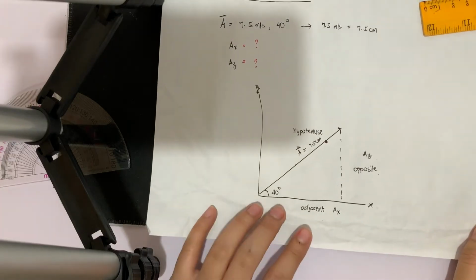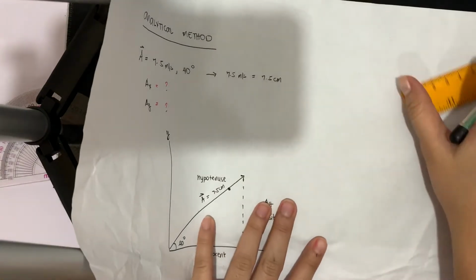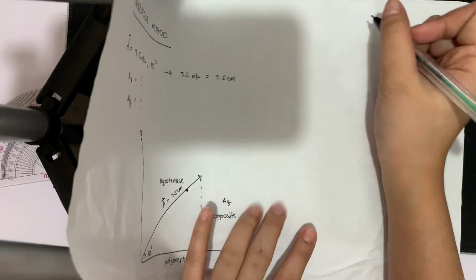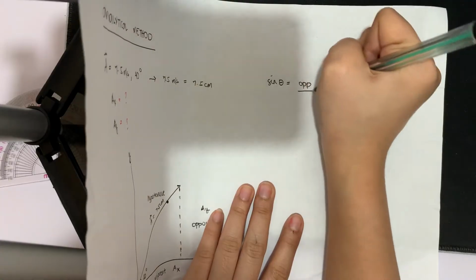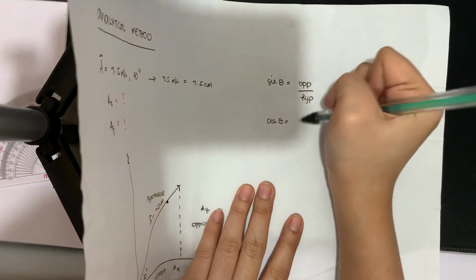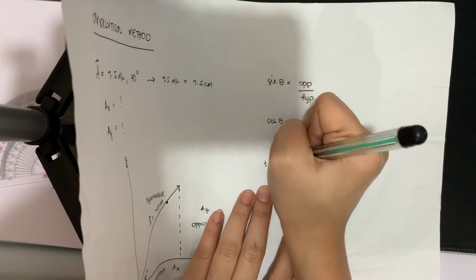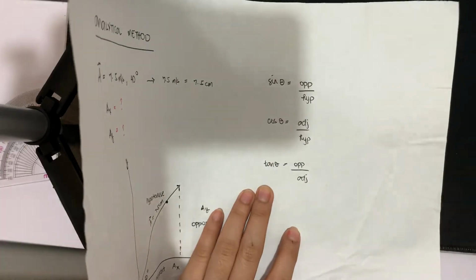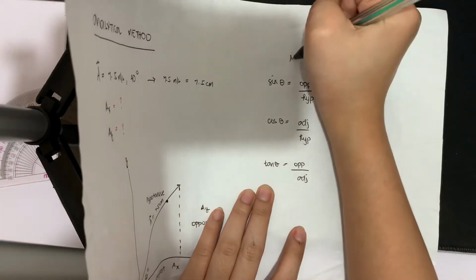Now how are you going to solve ax and ay? You can use SOHCAHTOA. In your module, you can see the formula. SOHCAHTOA: sine theta is equal to opposite over hypotenuse, cosine theta is equal to adjacent over hypotenuse, and tangent theta is equal to opposite over adjacent. Right? So this is the mathematical term.